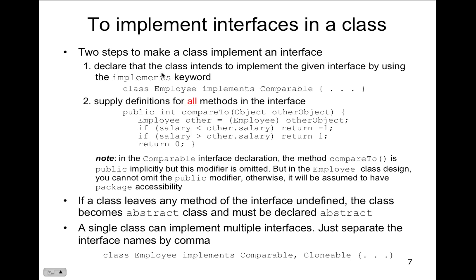So we have the new keyword. So class Employee implements Comparable. And so we're saying that it's going to look for Comparable as an interface. It has to be in the same location or same package, and so on. Same thing applies if it were a class. It has to find it. You must supply definitions for all methods in the interface. In fact, that's step number 2.